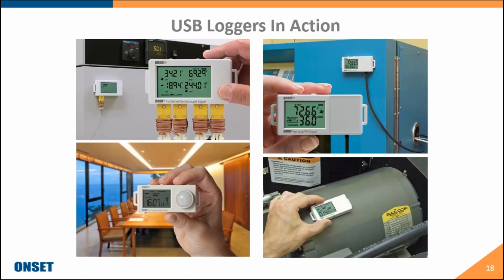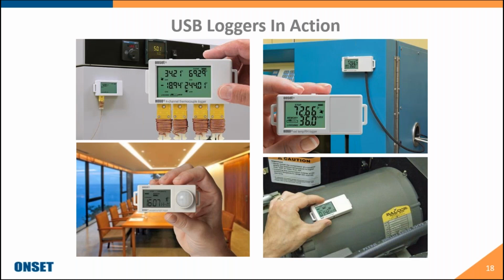And here's an example of some of our data loggers in use. As you can see on the top, that is, again, one of our thermocouple data loggers. The next one to the right is one of our temperature and relative humidity data loggers. Again, you could use this to verify the accuracy of an environmental chamber or any other device where temperature and relative humidity is critical, and you need to ensure that it is within its set specification.